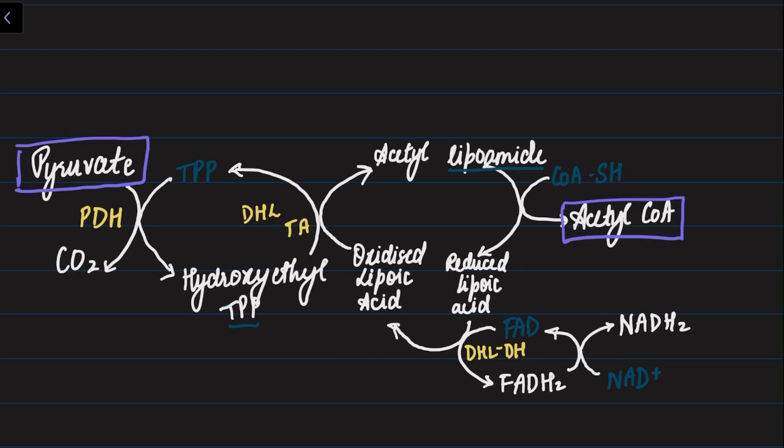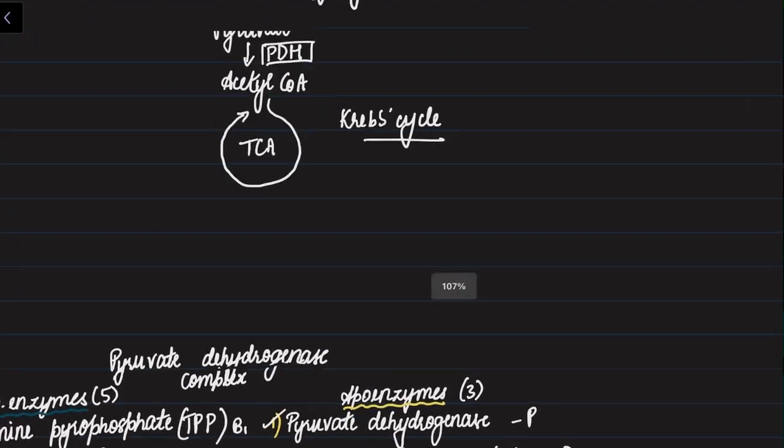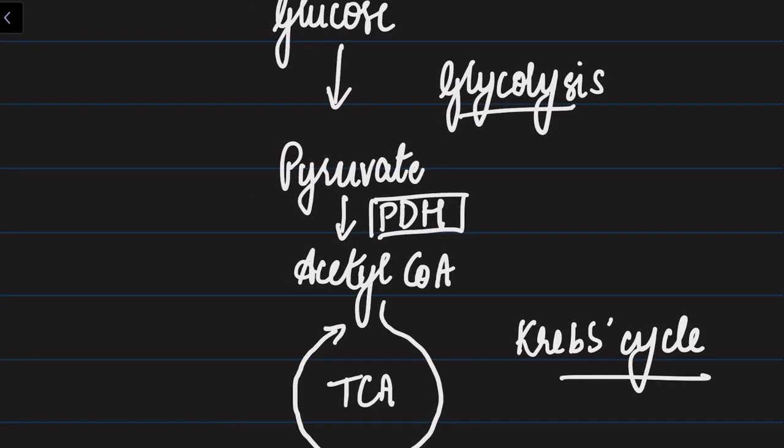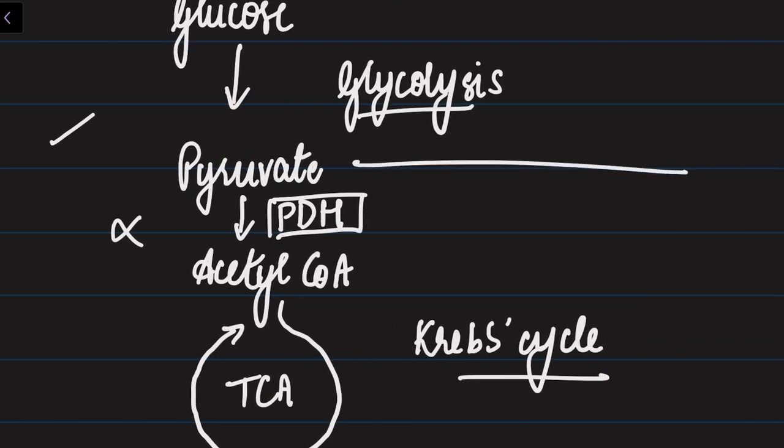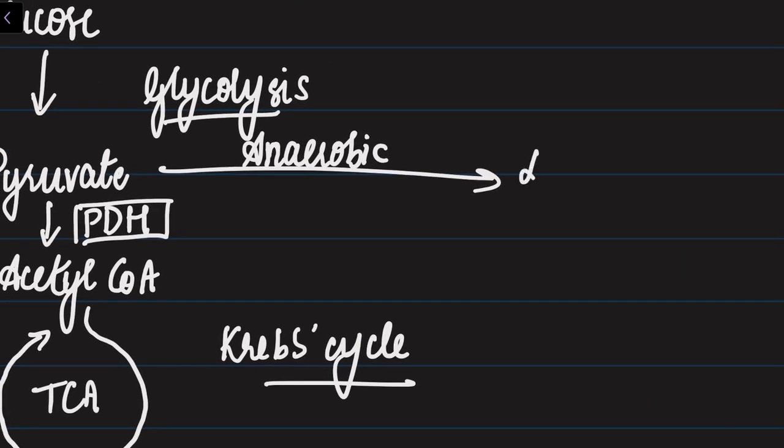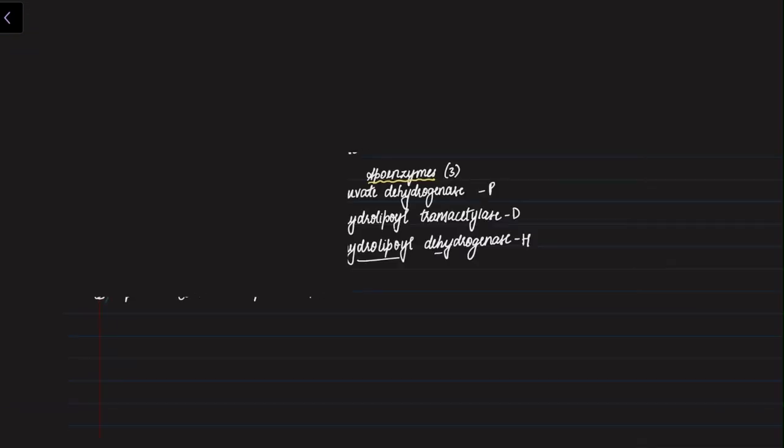So they can land up in various problems like Wernicke's encephalopathy or lactic acidosis. How lactic acidosis? Because see, glucose to pyruvate is done. Pyruvate to acetyl CoA is not happening for some reason. So all of this pyruvate will get anaerobically converted to lactic acid, leading to lactic acidosis, which is a type of metabolic acidosis. So that's it about pyruvate dehydrogenase.